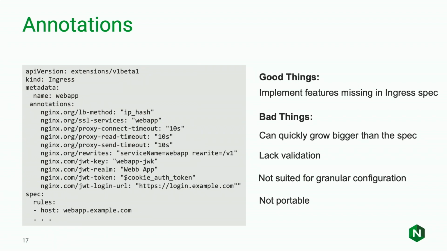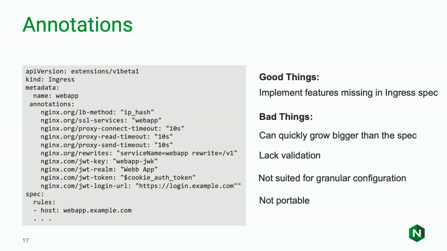But in real world requirements, you typically use a number of additional annotations as well, to configure not only the load balancing method, but timeouts. For example, here we use annotations to configure SSL to the backend services, different timeouts, and also to configure authentication using JSON web tokens.